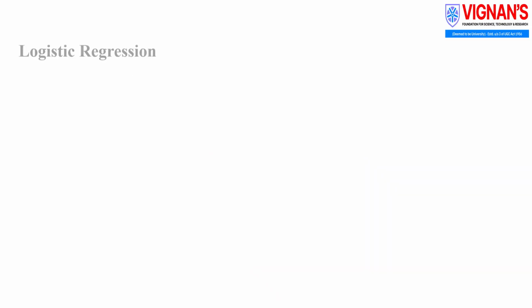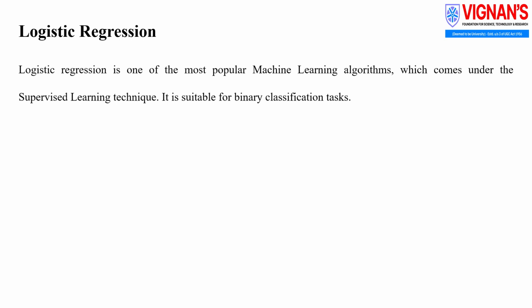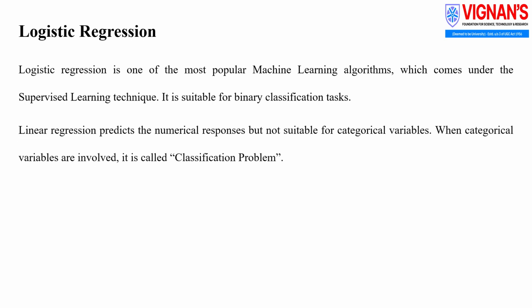Introduction to Logistic Regression. Logistic regression is a popular supervised machine learning algorithm used mainly for classification tasks. It is most commonly applied to binary classification, where there are only two possible outcomes. Linear regression is used to predict continuous numerical values, but it does not work well when the output is categorical. When the target variable represents classes or categories, the task is called a classification problem.